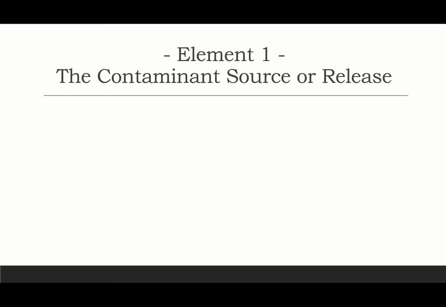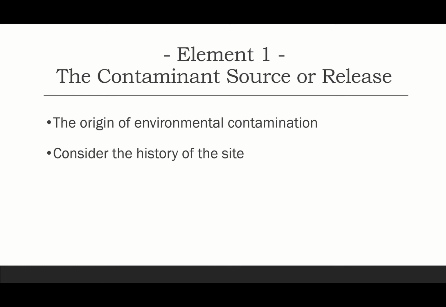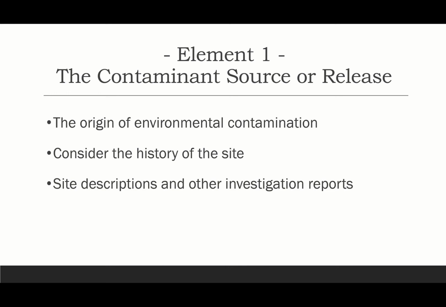So, element 1, the contamination source or release. We want to discuss the origin of the environmental contamination. Exposure pathways always start with a source of contamination. Source of contamination may include drums, tanks, buried wastes, landfills, and so on. You're also going to want to consider the history of the site, as some sites have just one contamination source, but others may have many. Public health assessors review site descriptions and data from other site investigation reports. Studying site plans and maps can provide additional perspective on the exact locations of possible contamination.